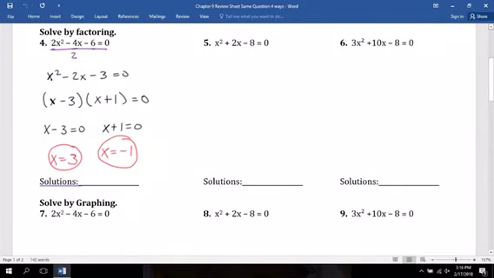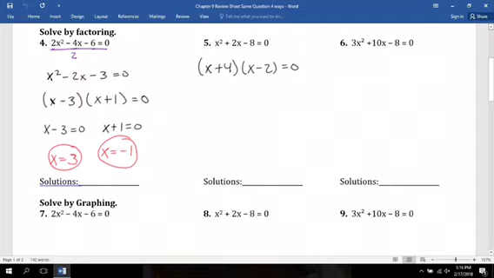Question 5 is very similar. Our leading coefficient is 1, so it's 1x squared, so that means we can do the quick and easy factoring method, where we look at the factors of negative 8 that add up to be a positive 2. Well, two numbers that multiply together to give you negative 8 and add to be 2, well, that's going to be a positive 4 and a negative 2. So our factored form becomes x plus 4 and x minus 2 equals 0.